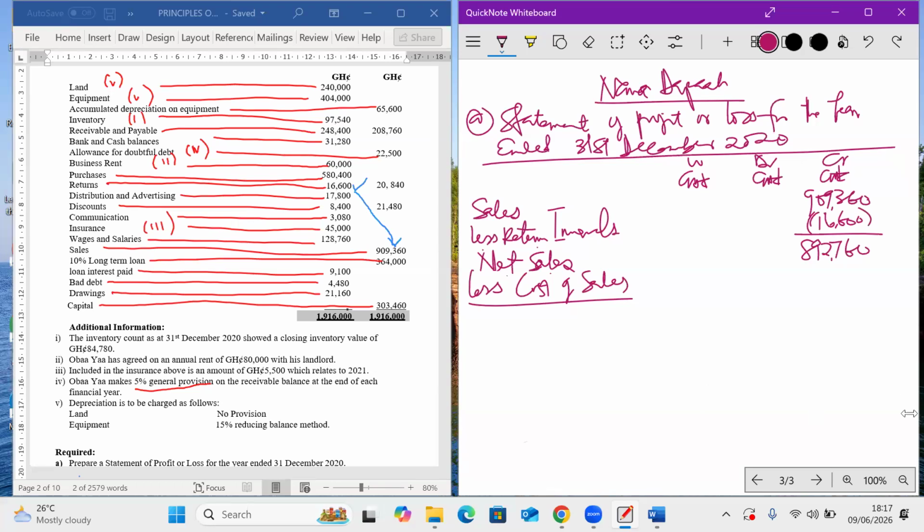But the cost of sales, it's an umbrella, it's a collective cost. There are some individual costs there. First, you begin with the opening inventory. Whenever you are starting a business, a new year, don't you begin with the inventory from the previous year?